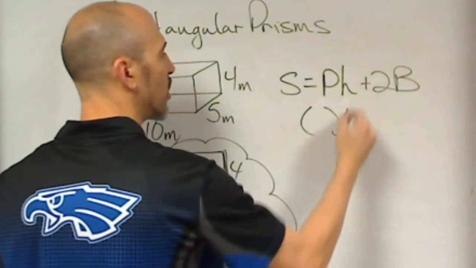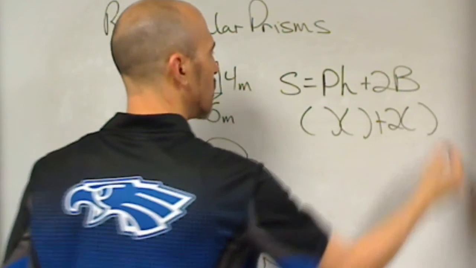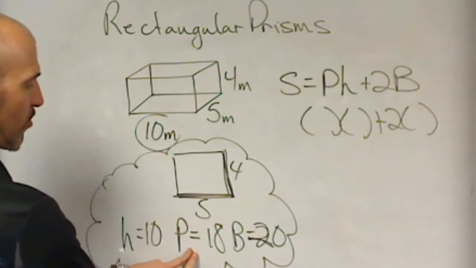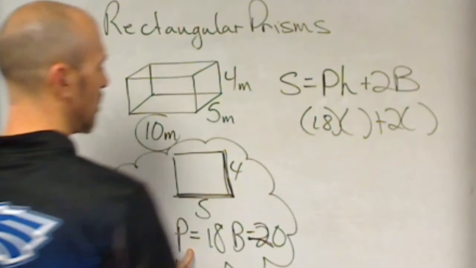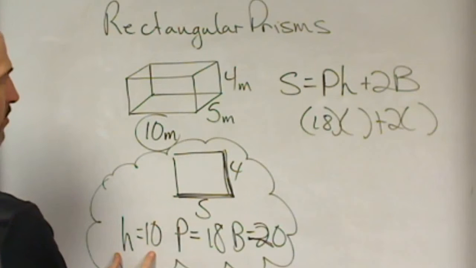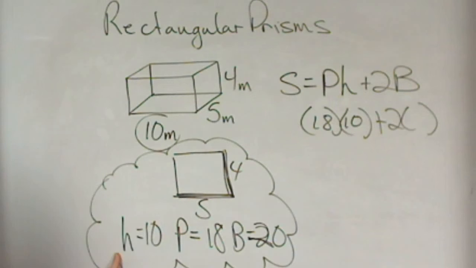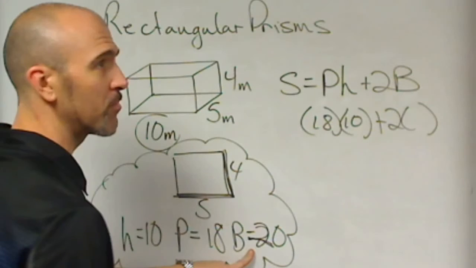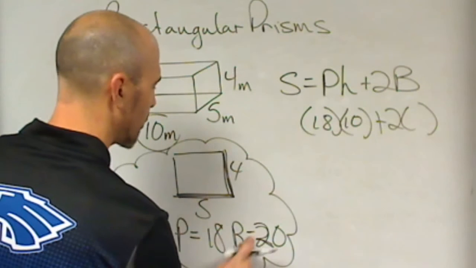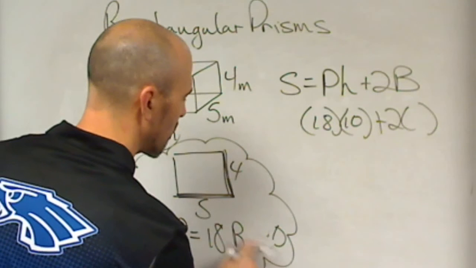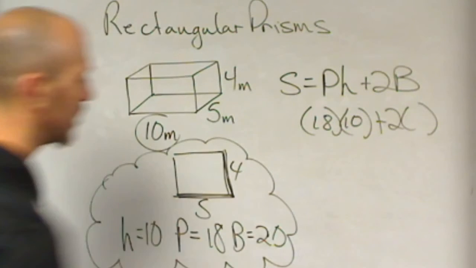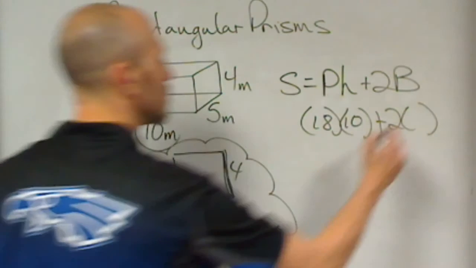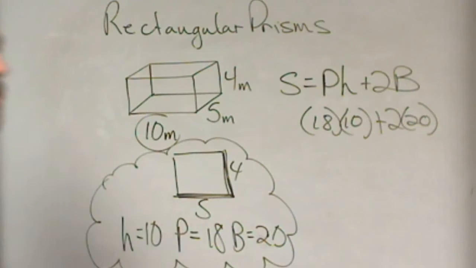So now we plug everything into the formula. Our big P, perimeter of the base, we found was 18. Our height is 10 right there. And then we come over here to 2 times big B, in other words, the area of the base, that's 20. And then you just plug it in and work it out.